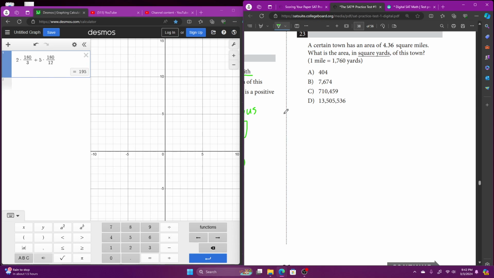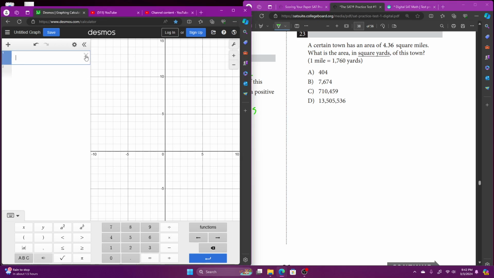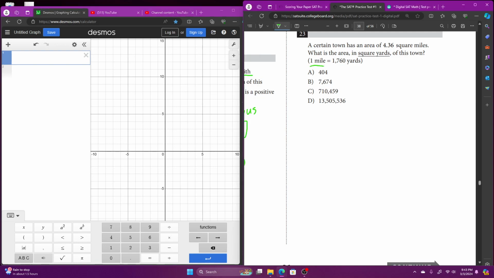Question number 23. A certain town has an area of 4.36 square miles. What is the area in square yards of this town? And they're reminding you that 1 mile equals 1,760 yards. When you get this question, you might be tempted to just say 4.36 times 1,760. But in order to multiply by this 1,760, we would have to be in miles. We're not in miles. We are in square miles.